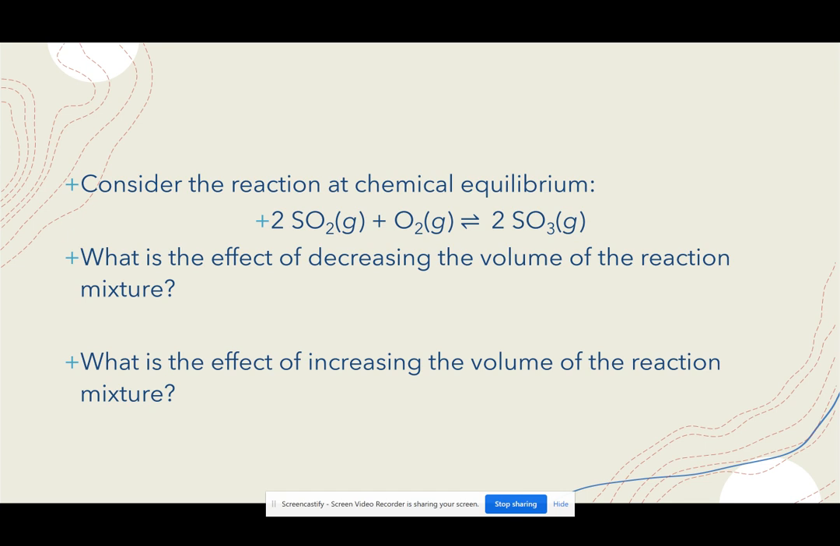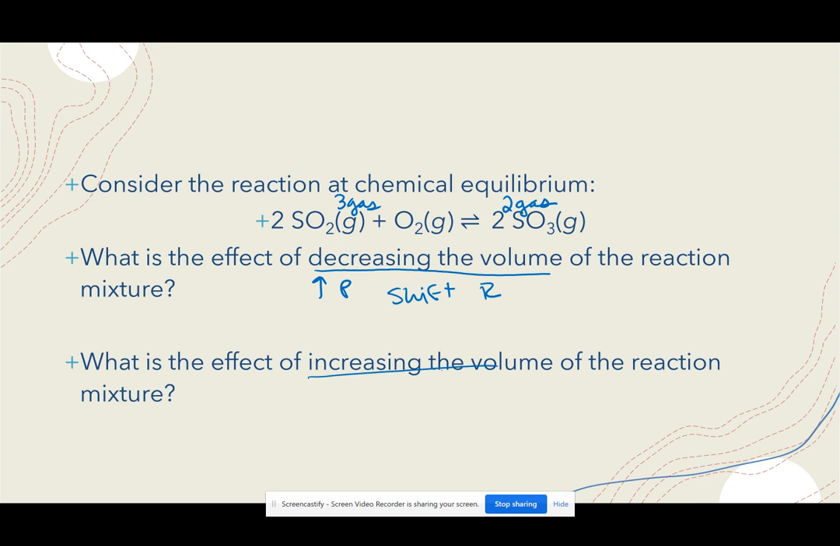So considering this reaction, I have 3 gas particles on this side, and I have 2 gas particles on that side. So if I decrease the volume, that means I'm going to increase the pressure. So we need to relieve that stress. We need to relieve that increase in pressure. We need to get that pressure back down. And so I'm going to shift to the side that has less gas. So we're going to shift to the right because that has fewer gas particles, so that would decrease the pressure back to what it was.